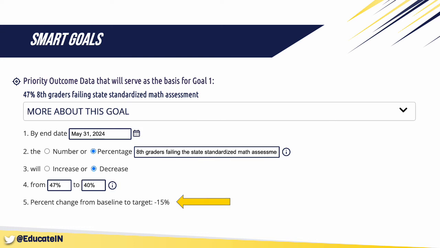The percent change of your baseline data to your target is automatically calculated here once you enter your baseline and target numbers or percentages. So in our example, reducing the percentage of 8th grade students who are failing the state standardized math test from 47% of 8th graders to 35% of 8th graders calculates to a 26% decrease, which is pretty impactful. Remember that percent change is not a simple subtraction problem, but don't worry, as long as you enter your baseline data and your target data, we'll calculate the percentage change for you.